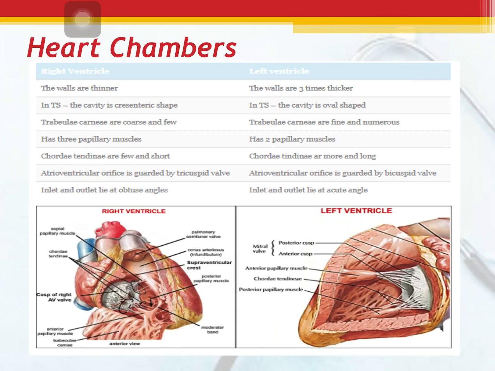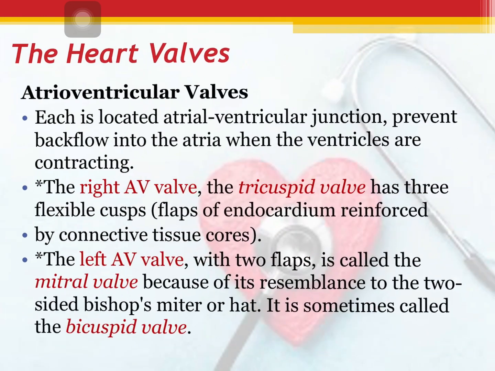The right ventricle has three papillary muscles and the left ventricle only has two. The chordae tendineae in the left ventricle are longer compared to the right ventricle. Also, the atrioventricular orifice is guarded by the bicuspid valve, or mitral valve, in the left ventricle, and by the tricuspid valve in the right ventricle.